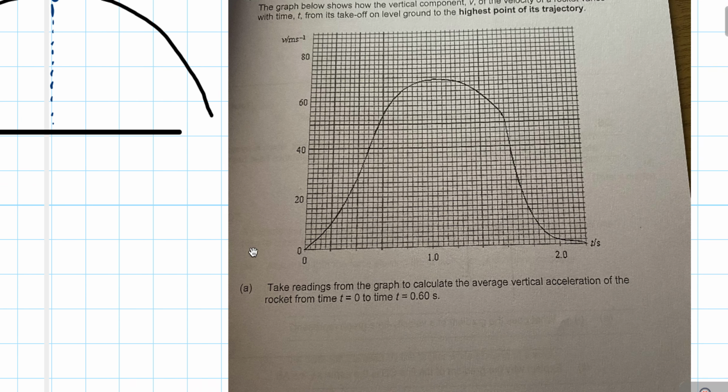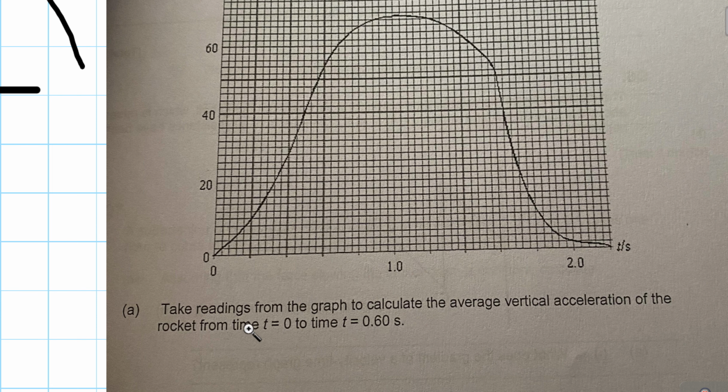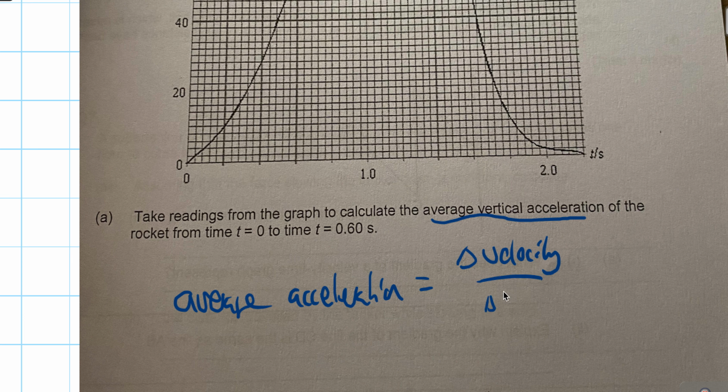So the first question states, take readings from the graph to calculate the average vertical acceleration of the rocket from t equals 0 to t equals 0.6 seconds. So to start off with, we need to consider what is the average vertical acceleration. The average acceleration is equal to the change in velocity from start to end divided by change in time from start to end. So that's going to be v final minus v initial divided by t final minus t initial.